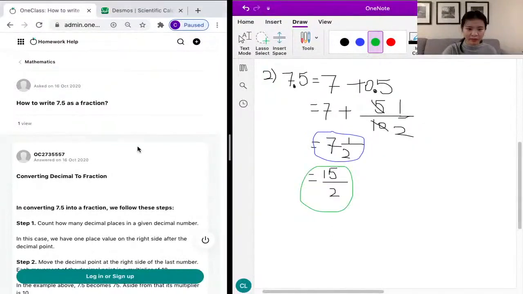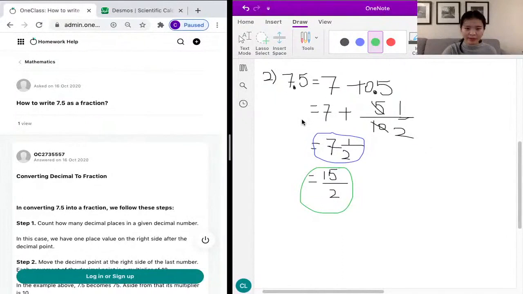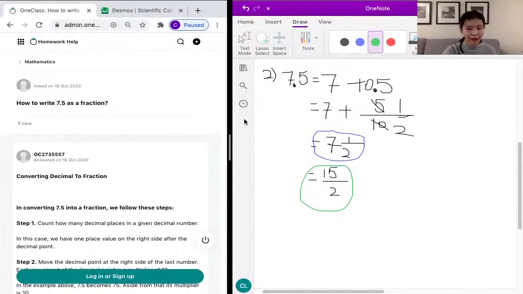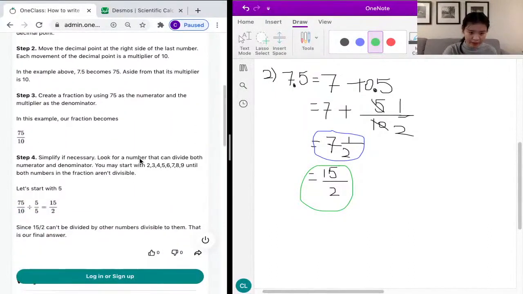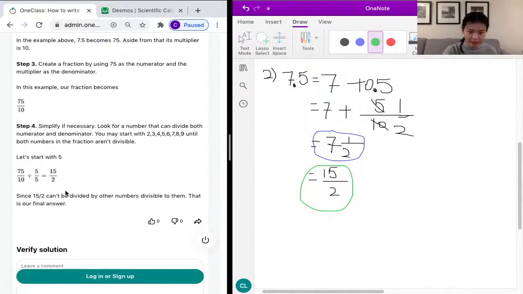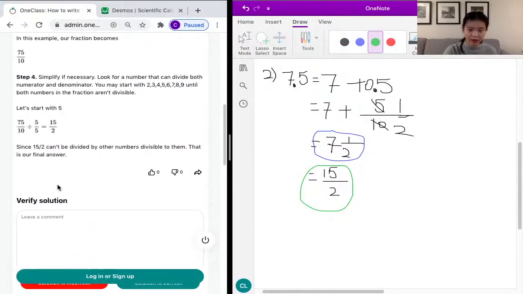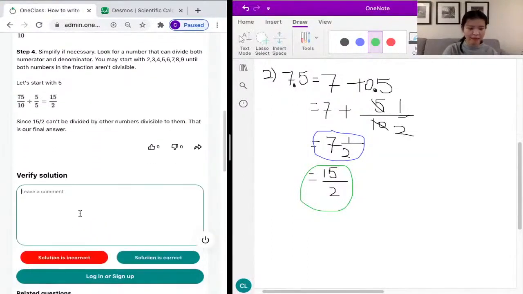Okay, so this is our solution of converting 7.5 from a decimal to a fraction. Now let's look at the sample solution over there. Yep, they use a similar method. They just wrote 15 over 2, which is the same as 7.5, which are both correct. So let's just say correct solution.